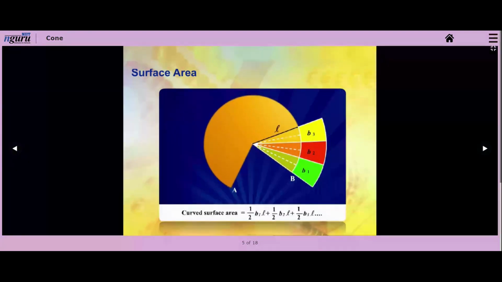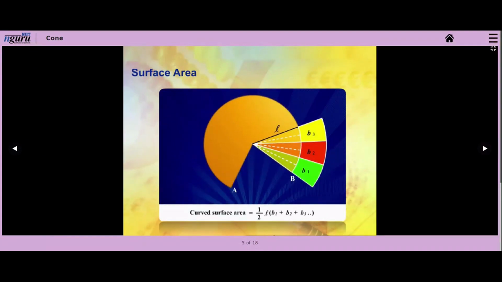Hence, the area of the entire piece of paper is equal to the sum of the areas of all the triangles. B1, B2, B3, and so on form the curved portion, which is the perimeter of the base, which is equal to 2 pi r. Hence, the curved surface area of a cone is equal to pi r L.